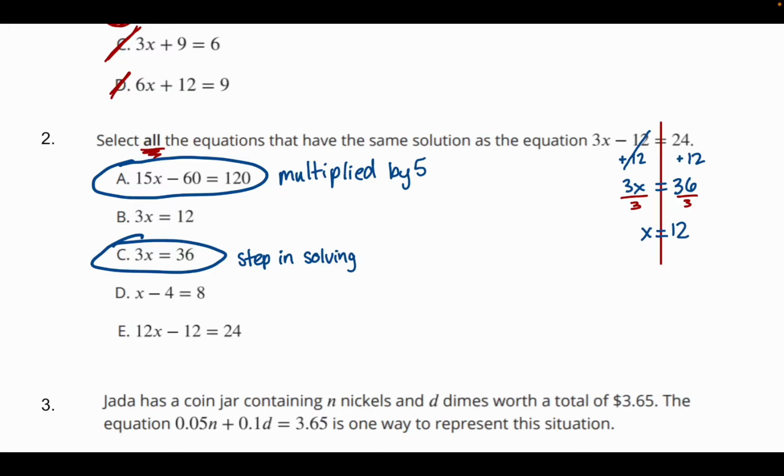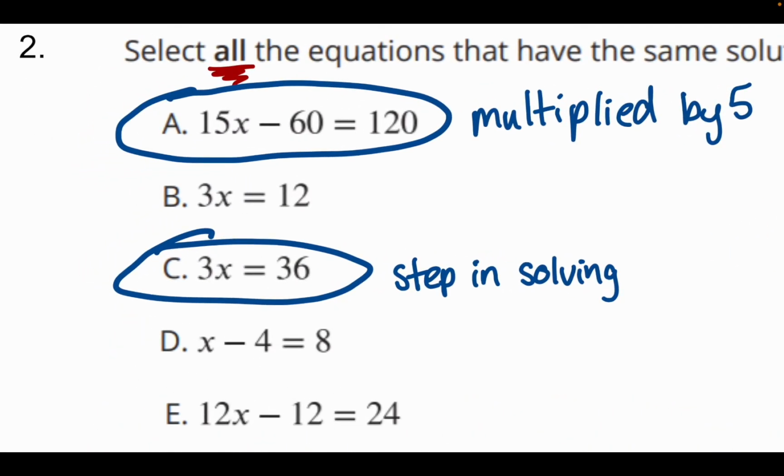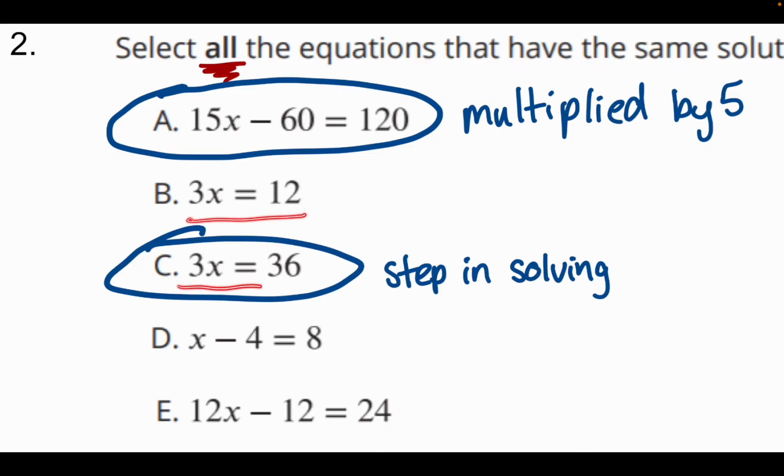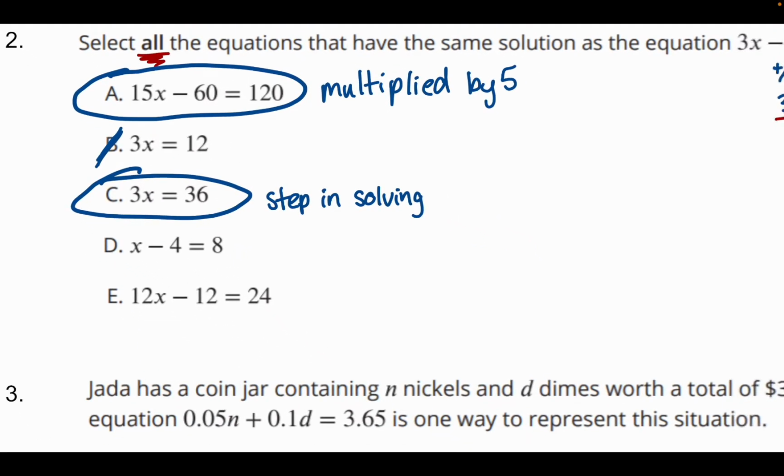Now we can look at B. So B, if I have 3x is equal to 12, 3x cannot also be equal to 36. So option B cannot be one of our answers. It just is mathematically impossible. I could have both of them equal to 0, and that would work if x was 0, but yeah.